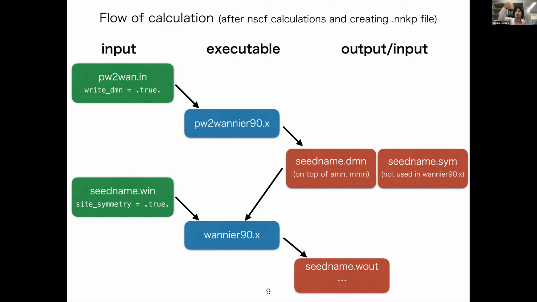Then the PW2 will create the DMN file in addition to the usual AMN and MMN files. Additionally, it also creates the .sim file, which we will not use in Wannier90, but it contains the information on which symmetry operations are used to symmetrize this unitary matrix.